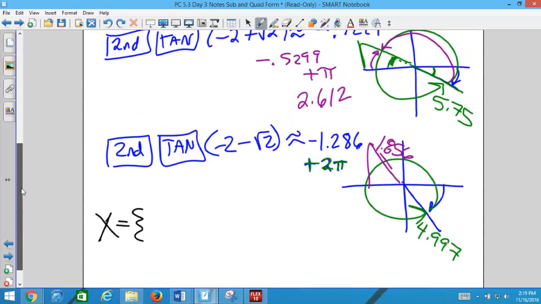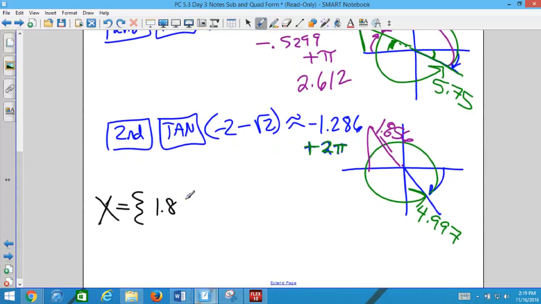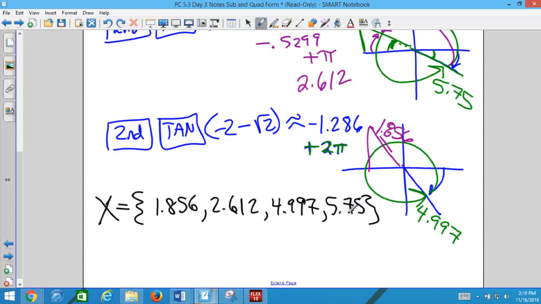So we have 4 answers. What's the first one? First one is 1.856, then 2.612, 4.997, and 5.75. I didn't really round to the same thing each time, sorry.